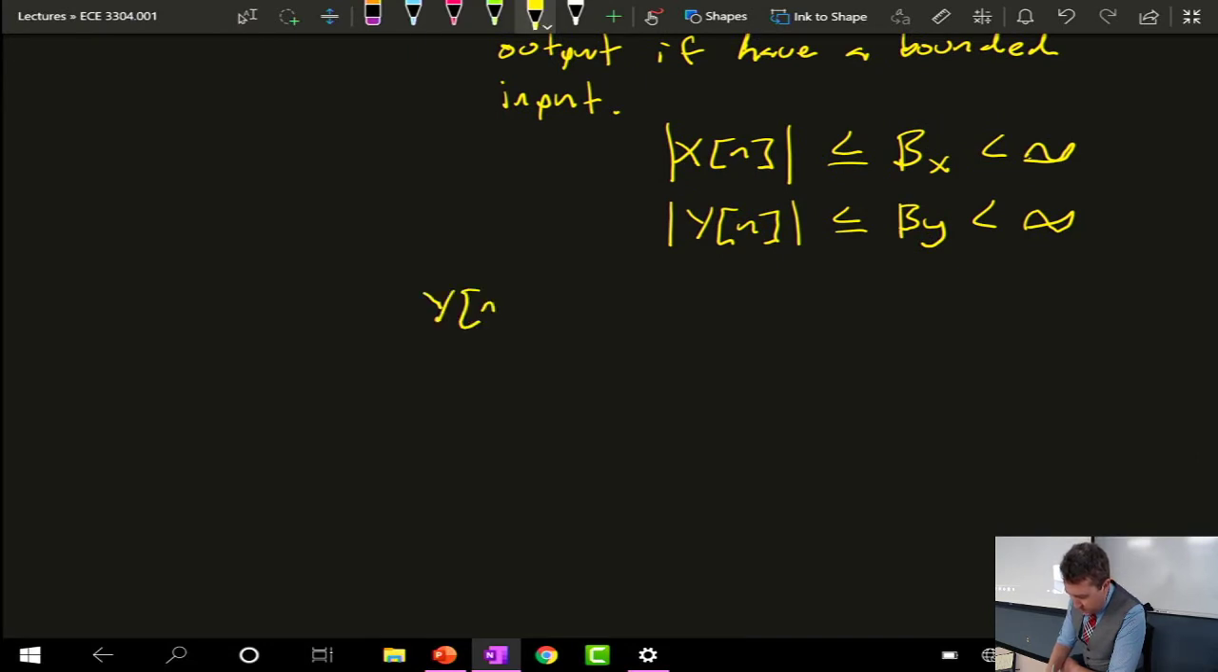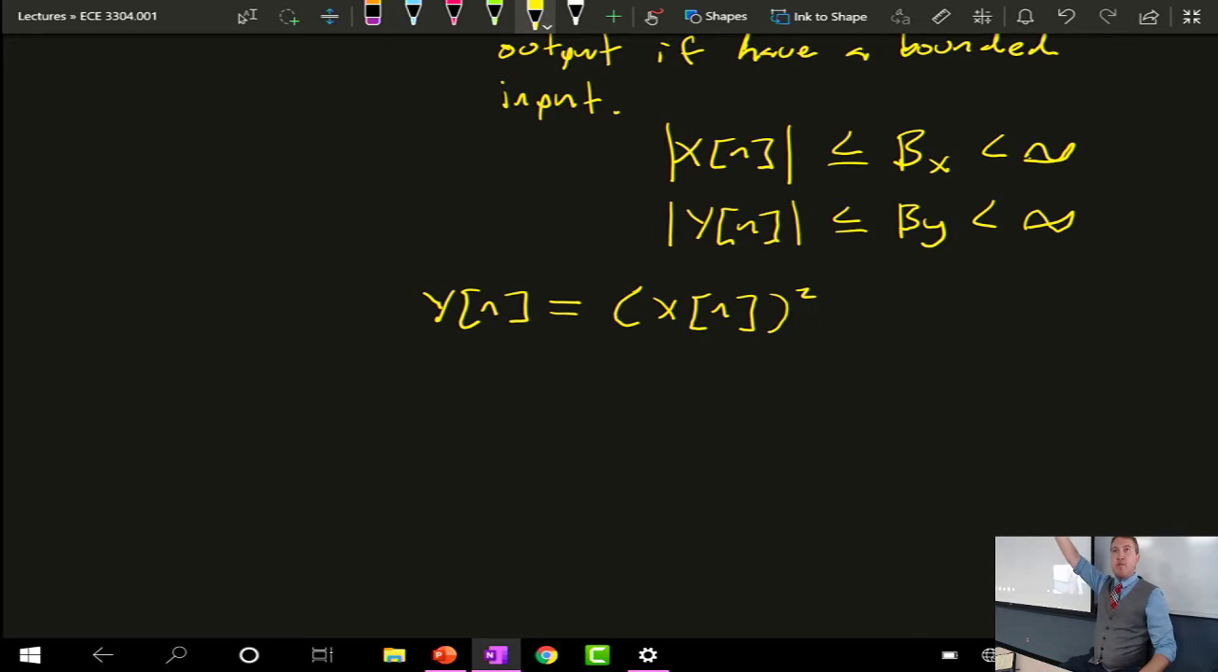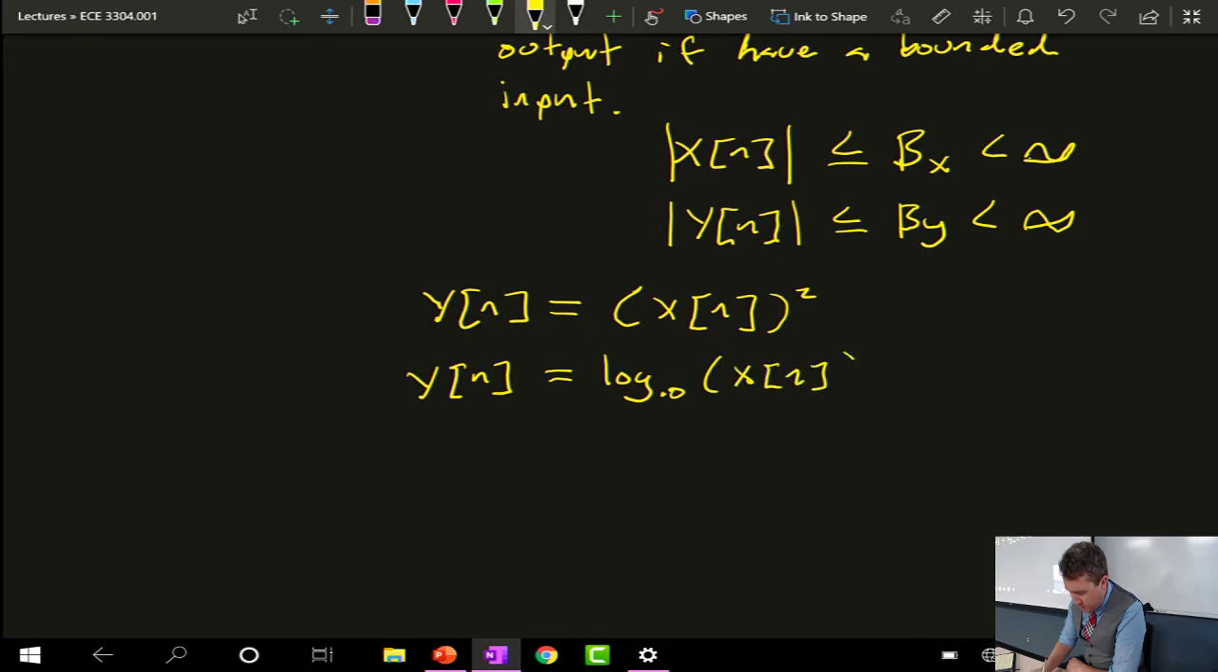So let's look at all these ones that we just did. y of n equals x of n squared. Is this one stable? Yes, you bet. You might be tempted to think it's not stable, because the exponent makes it seem like it's going to shoot up forever. But it's not going to shoot up to infinity. Even a huge number squared is still a huge finite number. So if you give it a finite number, you're going to get a finite number out. This one, though, the log base 10 of x of n, is not stable.